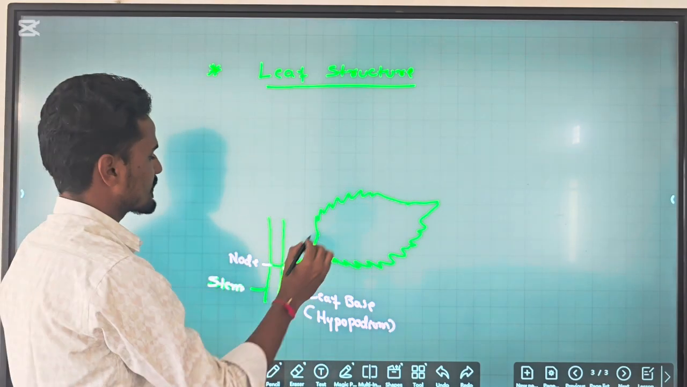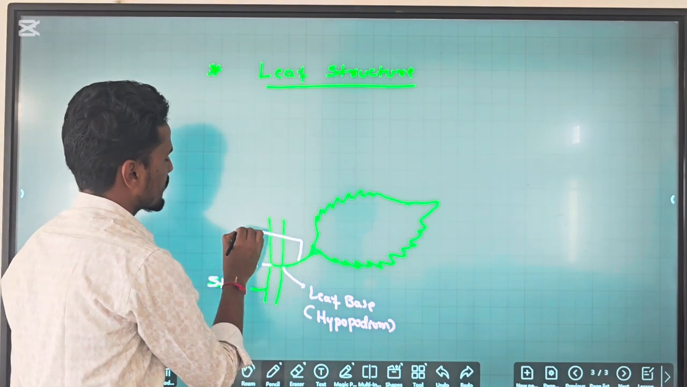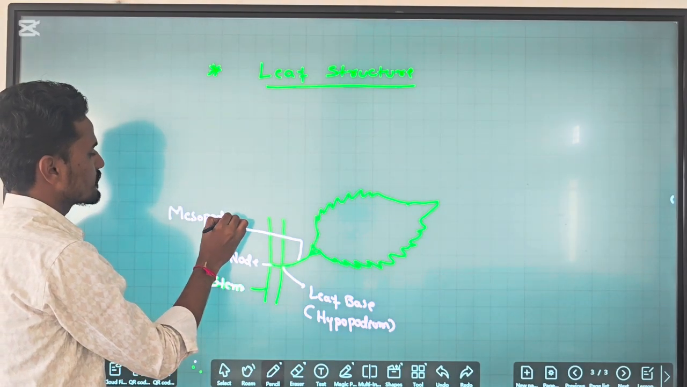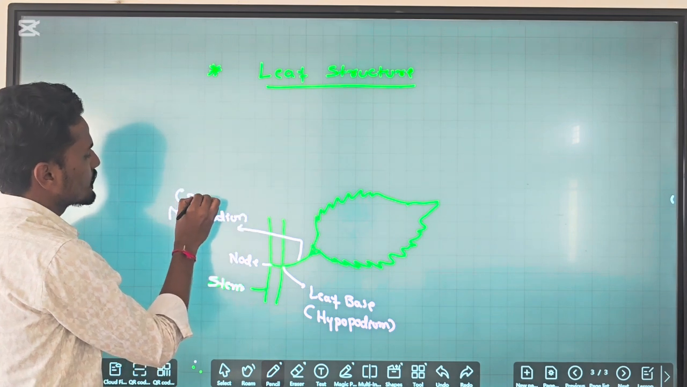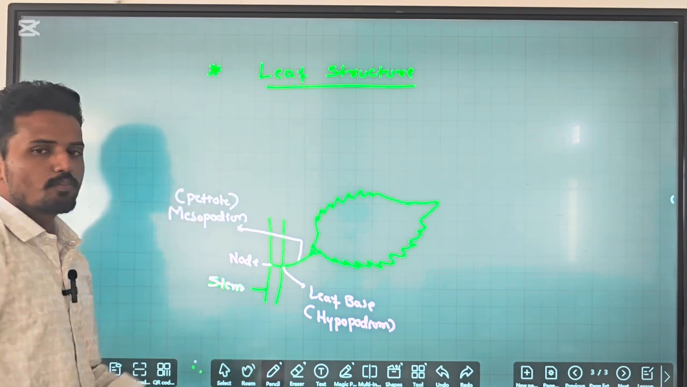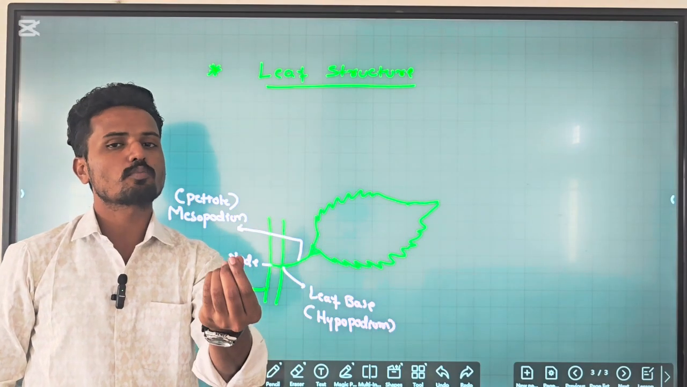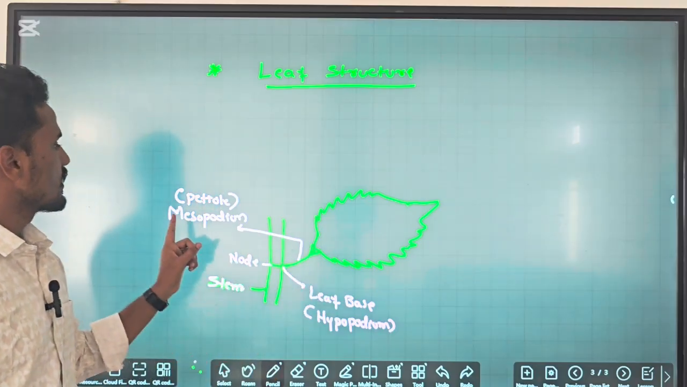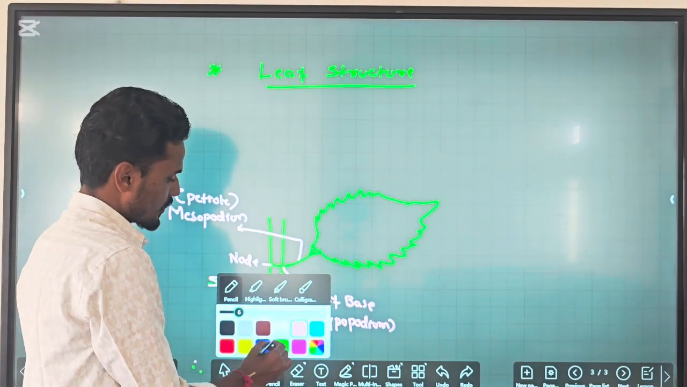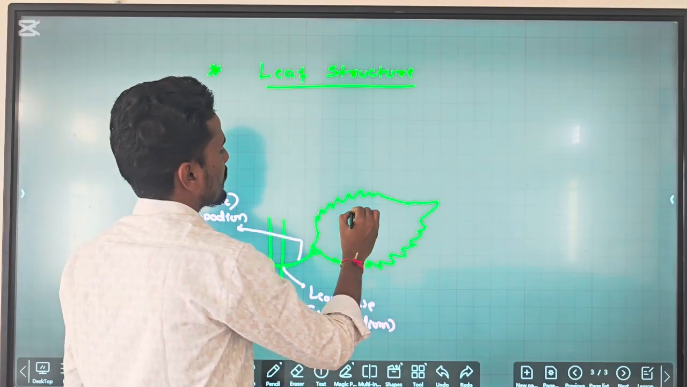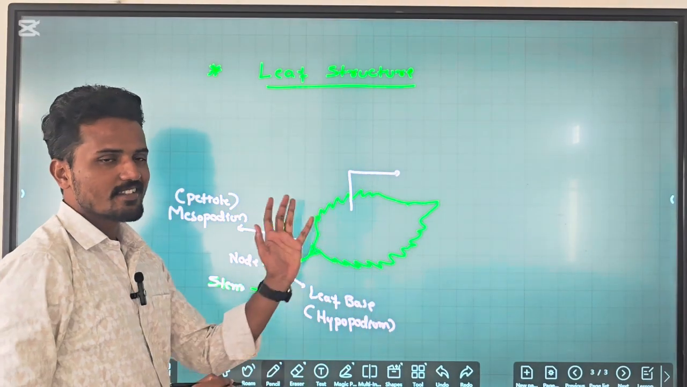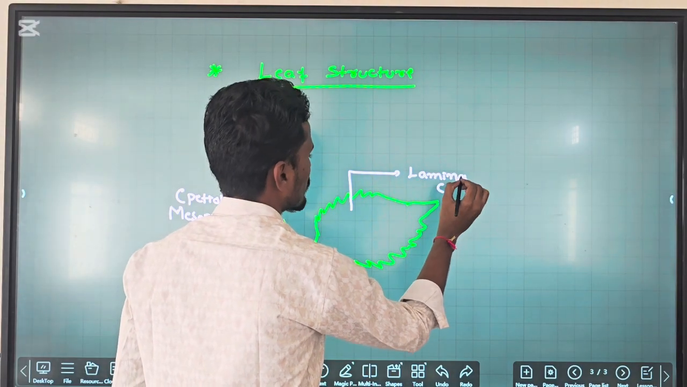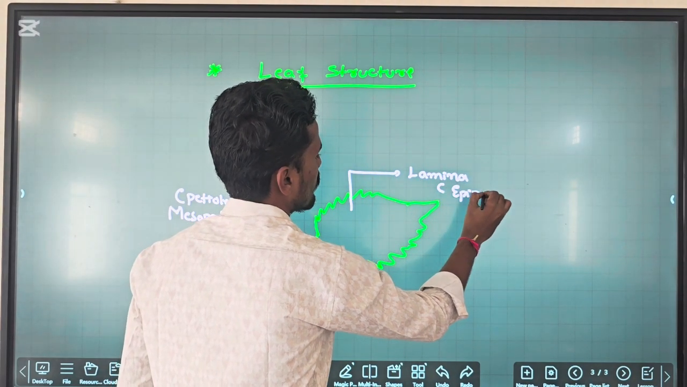Next, the second important portion of a leaf is called the mesopodium, or you can call it the petiole. Commonly, this is called the petiole. It is the holding portion of the leaf. Next, another very important portion is called the lamina. This flattened green structure is called the lamina, or you can call it the epipodium.